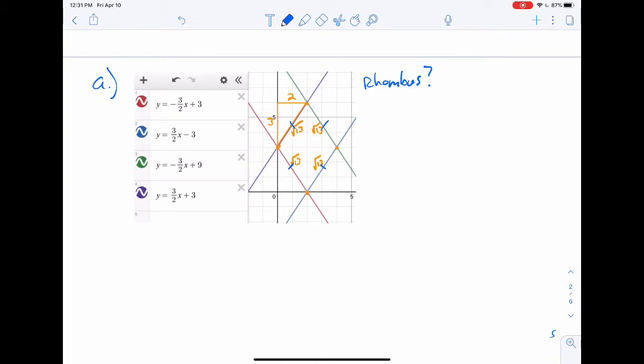It is a rhombus because it has 4 congruent sides. And we could say all equal radical 13. So we can go ahead and erase that question mark because we've proven it is in fact a rhombus.